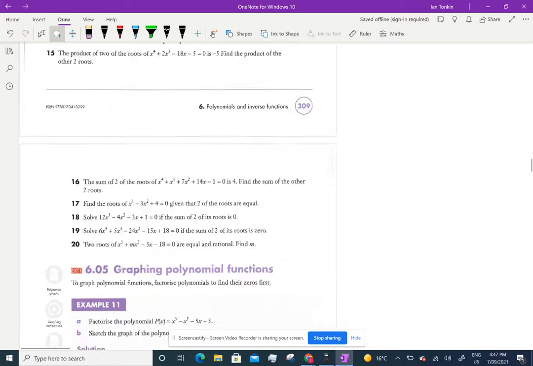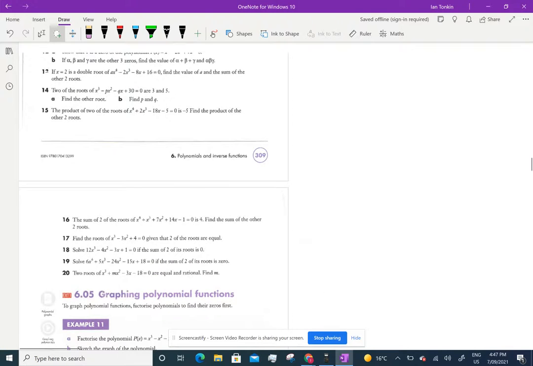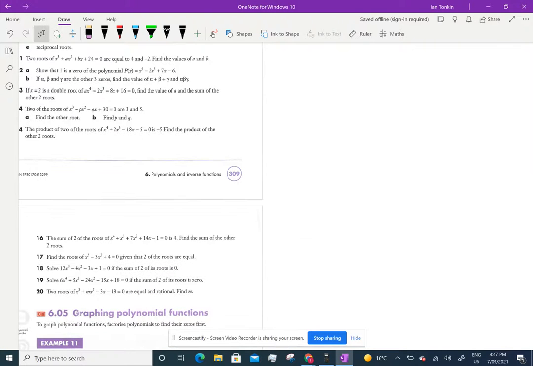Okay, Year 11, I'm just going to go through some of the questions from exercise 604. Someone's asked about them. So here we go. I'm going to start with question 16. They only asked to do the last couple.